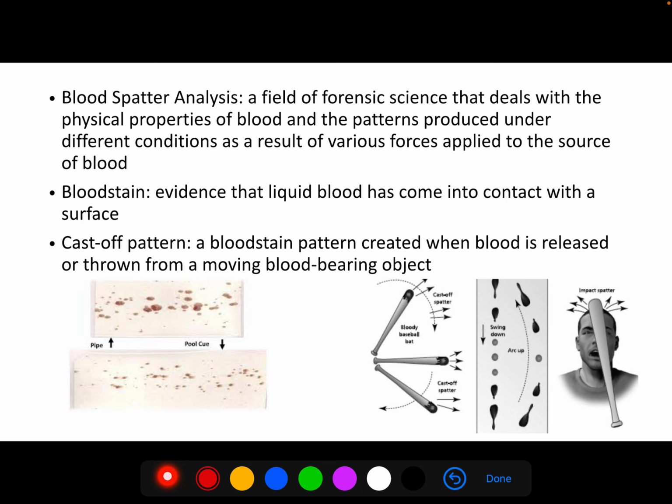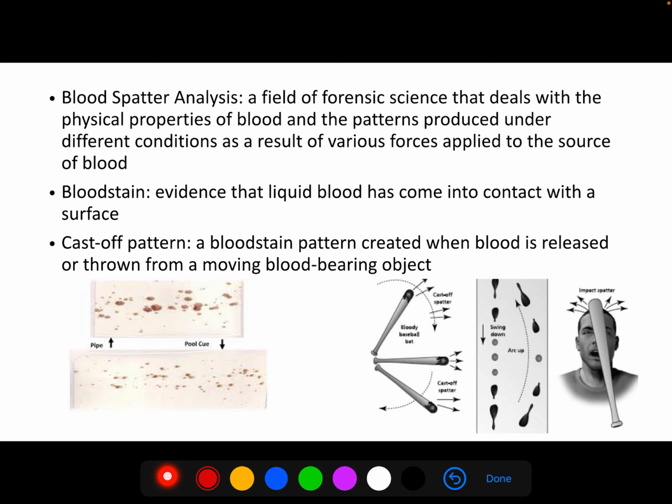One spatter pattern that gets used pretty often are cast-off patterns. These are bloodstain patterns created when blood is released or thrown from a moving blood-bearing object. So if someone is hit in the head with a baseball bat, and then the baseball bat is pulled back and then swung again, that motion of pulling the bat back or swinging it again, blood droplets are going to get flung off from that weapon. So you can see that in the picture on the right of when the bat is being swung, there are going to be blood droplets that are flung off of it.